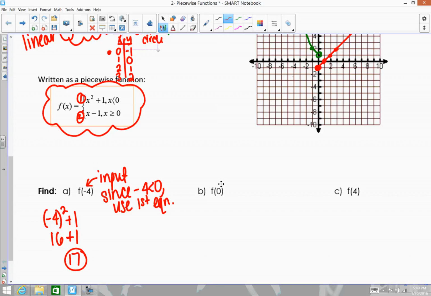So for this one, your input is 0. Ask yourself, where does it fall? Does it fall into equation 1 or equation 2? In this case, it's 0. So x equals 0 is in equation 2. So use equation number 2. So when you plug in, you get 0 minus 1 gives you negative 1.